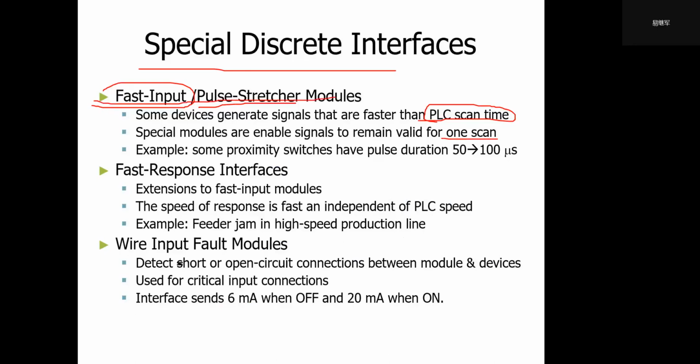Fast input module. Fast response interface is an extension to the fast input module. The speed of response is fast and independent of PLC speed. Example: detecting a feed jam in a high-speed production line.